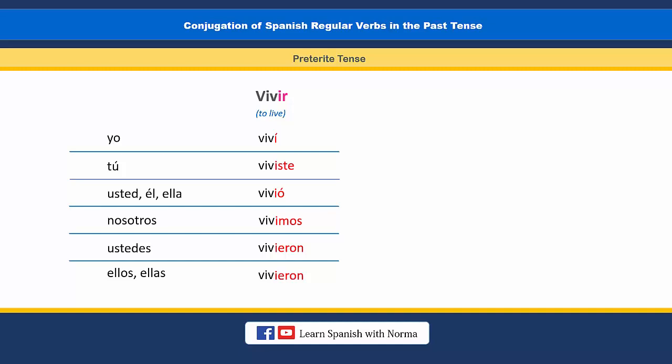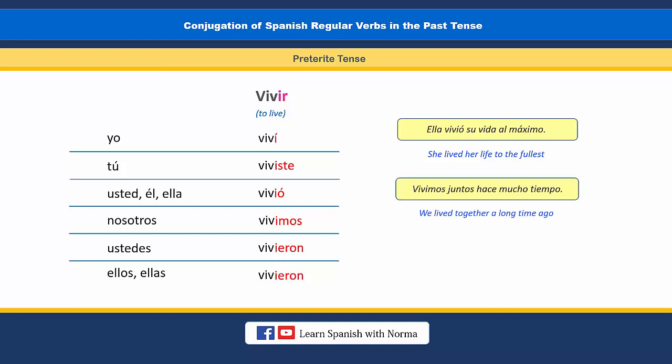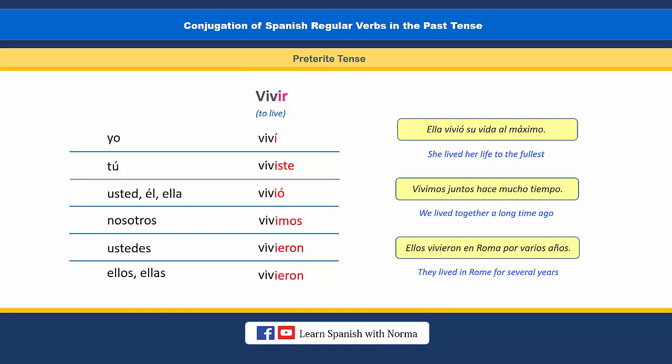Now, let's see some example sentences. Ella vivió su vida al máximo. Vivimos juntos hace mucho tiempo. Ellos vivieron en Roma por varios años.